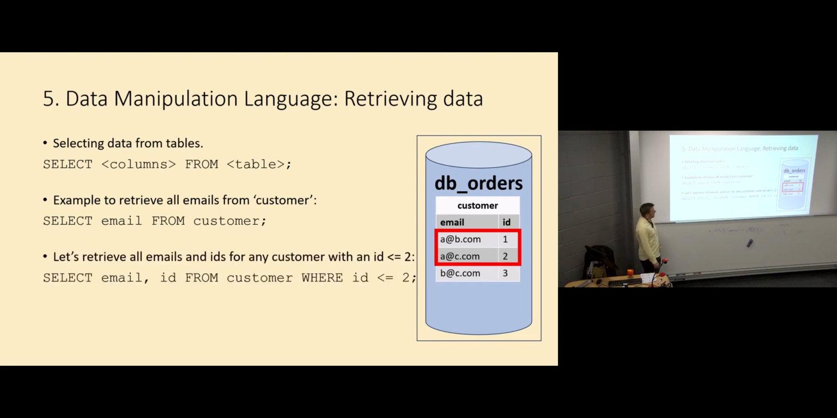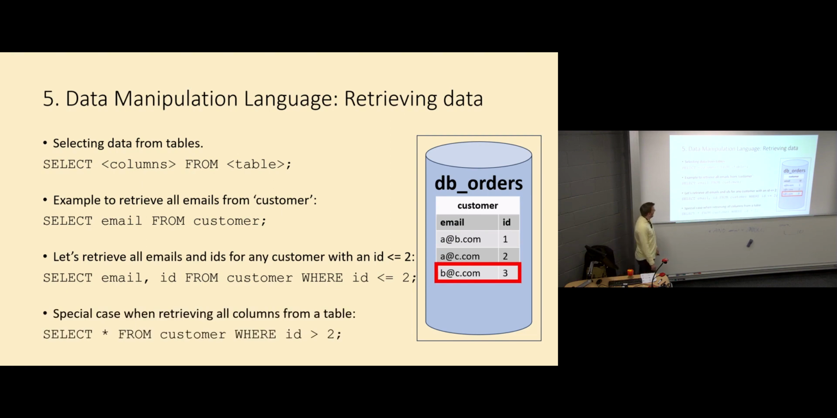And you can add a where clause onto this as well. Here we're saying select email and ID from the customer table, but only where the ID is less than or equal to 2. So it's only going to retrieve those top 2 rows for me. Any questions on this?